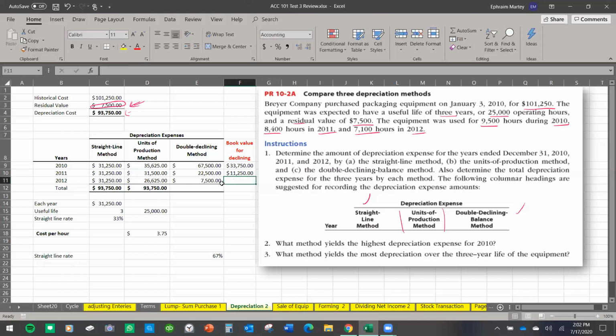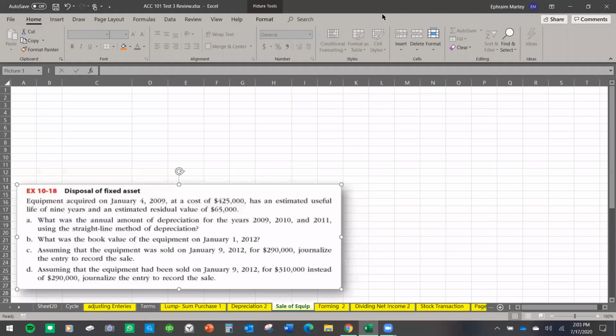Okay. So in order to do that, you only have to take your 7,500. So it has to be 7,500. So I take my book value minus what it has to be, and that's my depreciation cost. So if I sum them up, that gives me 93,750 for the 3 years. Okay, so it's the same as the depreciation cost. So we know that depreciation did not go above the depreciation cost for the whole 3 years.